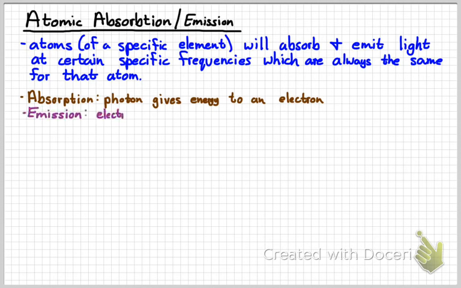In an emission, an electron loses a bunch of energy by creating a photon. So the photon takes away the extra energy, the electron loses it.